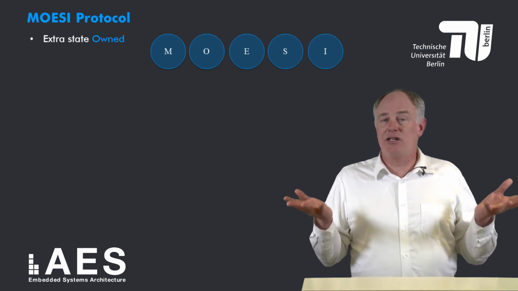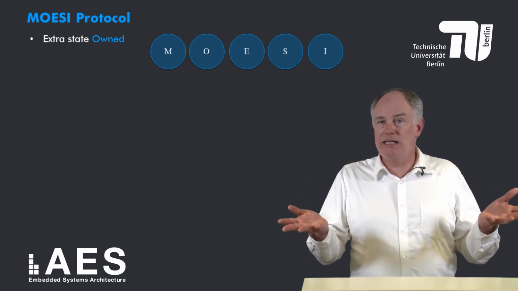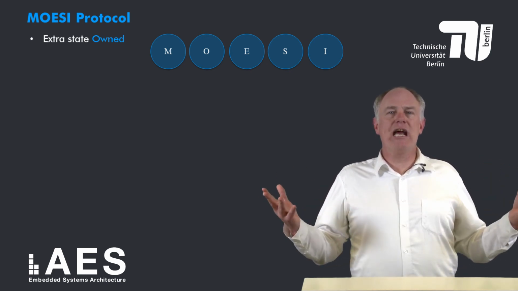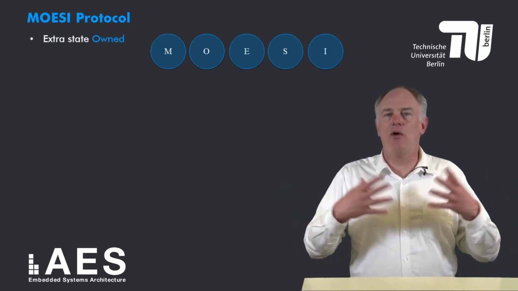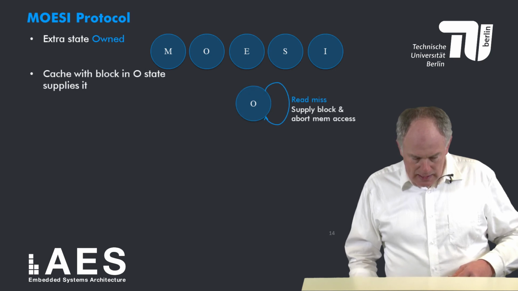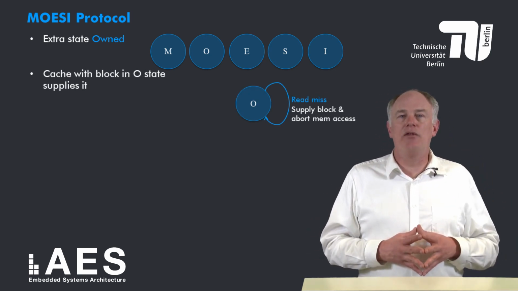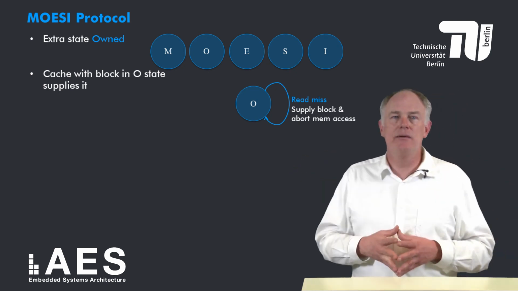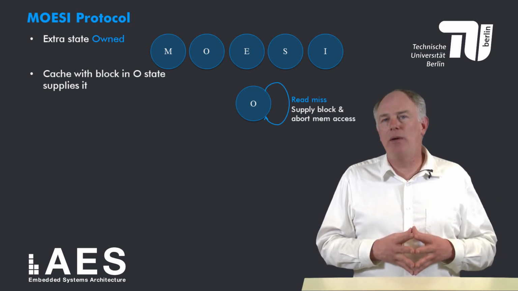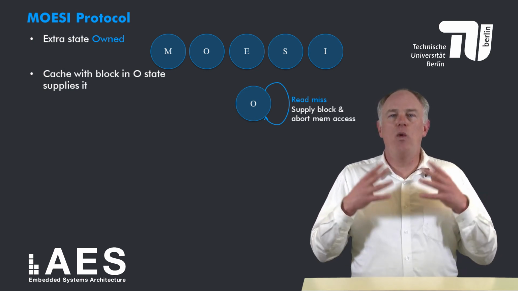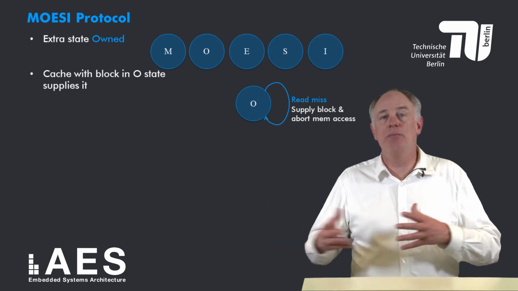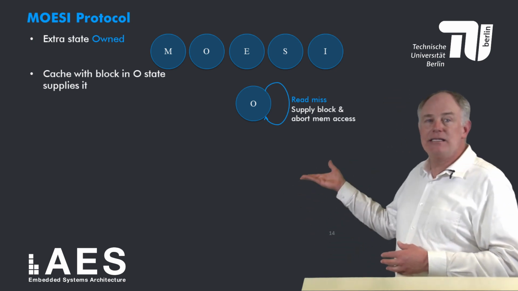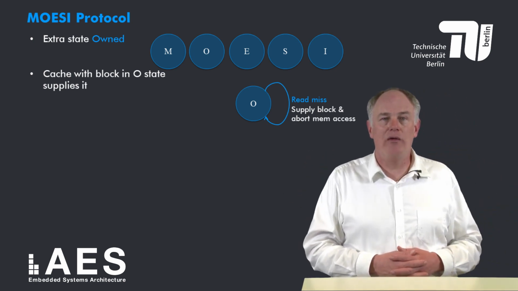So if another cache requests this block via a read miss, one of the caches, not memory, should reply. Which cache should reply? Because it wouldn't make sense if all replied. Well, that's exactly the purpose of the owned state. The cache with the block copy in state owned replies. So at any time, only one copy should be in state owned. And when the corresponding cache controller snoops a read miss to this block, it will supply the block and abort the memory access, as illustrated in this state diagram on the right.